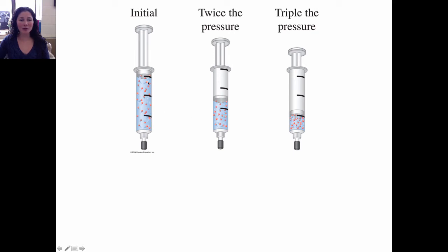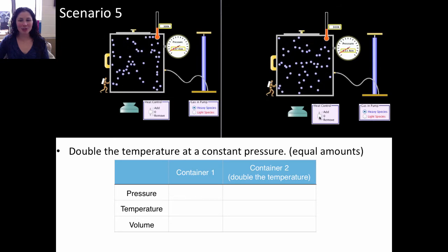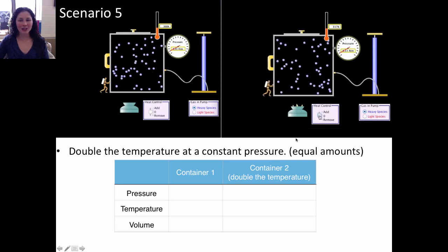And if I was going from 3 milliliters to 1 milliliter, I would triple the pressure. When you decrease the volume of a sealed container, you will increase the pressure. Okay, let's look at one more example. Here's a scenario where I'm going to double the temperature. So I'm going to heat up this container.